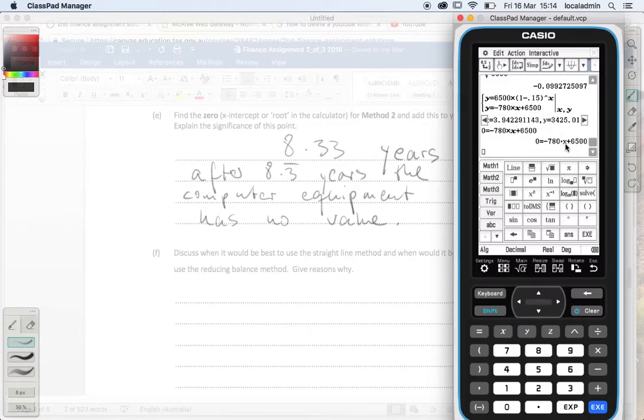So now let's do some magic rearrangement here. We want x by itself. So we take that away. That gives us a negative $6,500, right? Doing algebra. And we divide that by the negative 780, because that's what algebra asks us to do, which then gives us a value of 8.33, which is the same as we had given by the calculator. And that's it.